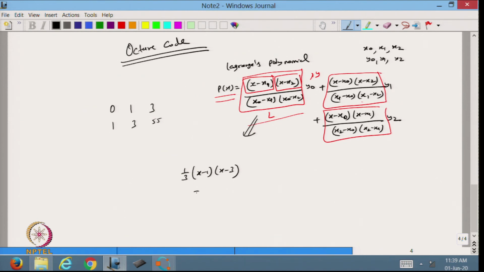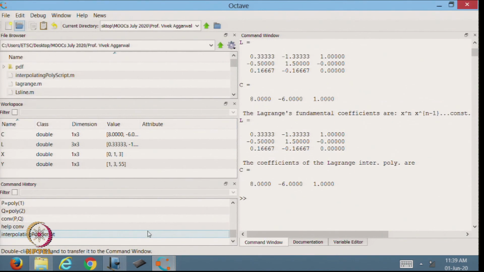From here you can see it will be equal to 1 by 3 x square minus 4x plus 3. So, it is 1 by 3 x square minus 4 by 3 x plus 1. So, the coefficient is 0.33 x square minus 1.3 x plus 1. So, this is the coefficient I am getting.